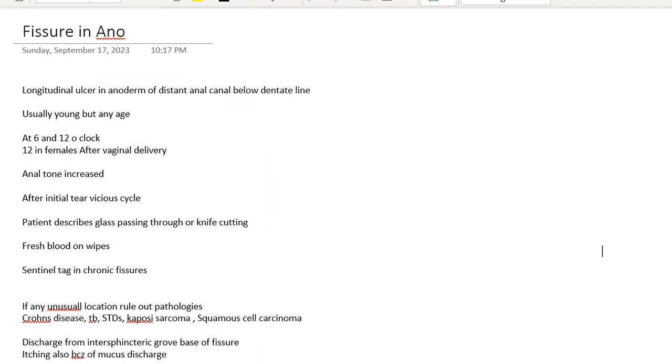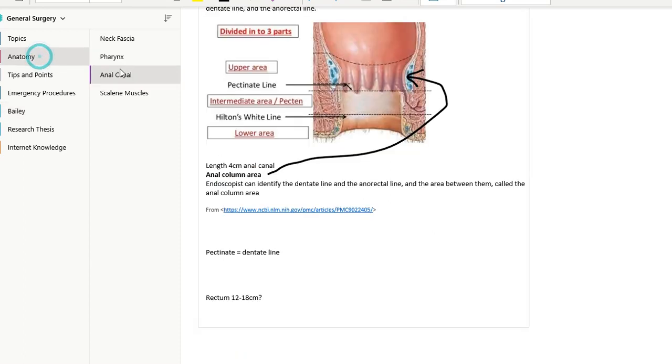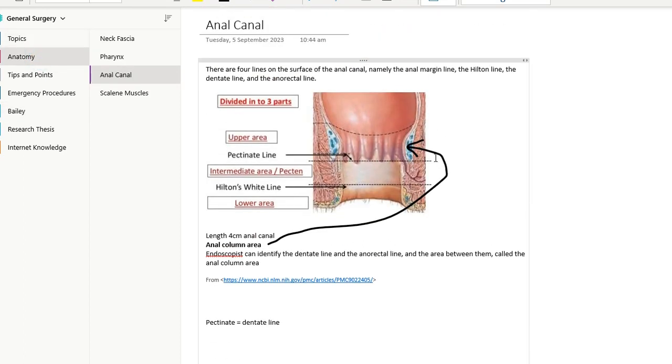Okay. So what is a dentate line? Let me give a small review. Okay, this is an anal canal. The anal canal is usually 4 centimeters in length, and it has some demarcations such as this white Hilton line. Then we have this pectinate line. Pectinate is also called the dentate line, and above this dentate line usually hemorrhoids occur. And at this dentate line there's a thing called anal hypertrophied papilla. They usually occur in this line. Okay, so let's go back to anal fissure.